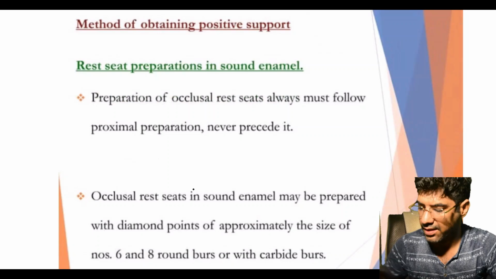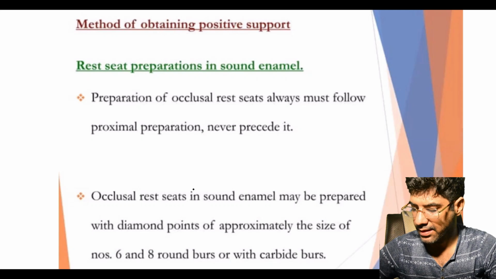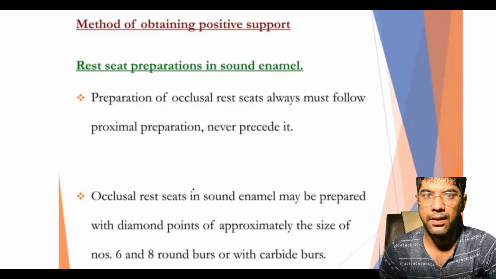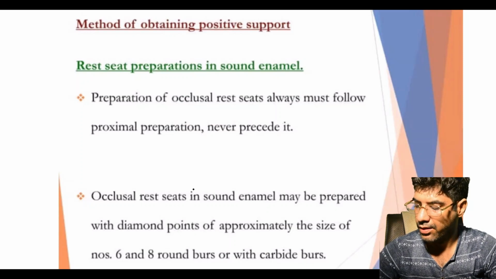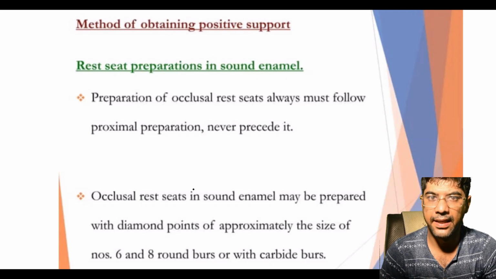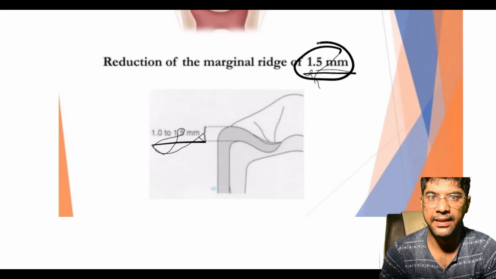When the rest seat crosses the marginal ridge, remember, the thickness should be between 1 to 1.5 mm. The marginal ridge is a critical area of the tooth that bears a significant portion of the occlusal load. Increasing the thickness at this point helps in providing additional strength and rigidity to the rest, preventing it from bending or fracturing.